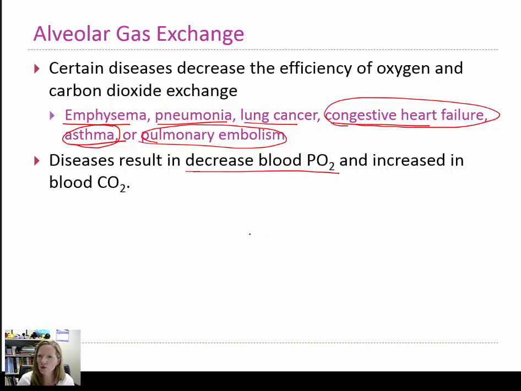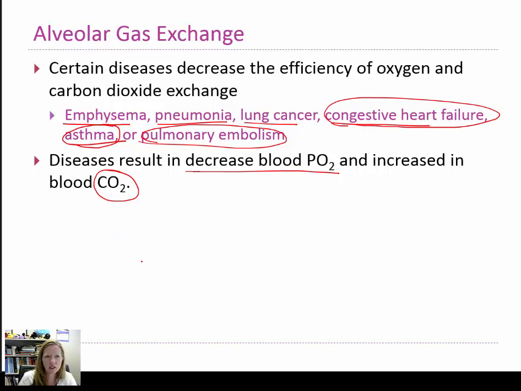So some individuals with these disorders and diseases can have a more viscous blood, and that causes issues with the cardiovascular system. And this increase in blood CO2 can actually increase respiratory rate, because remember, that's one of the stimuli to increase respiratory rate.